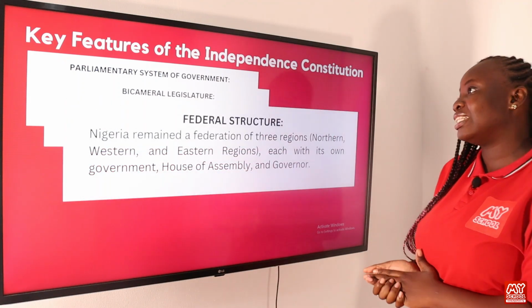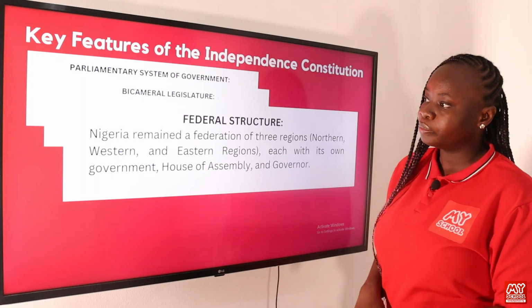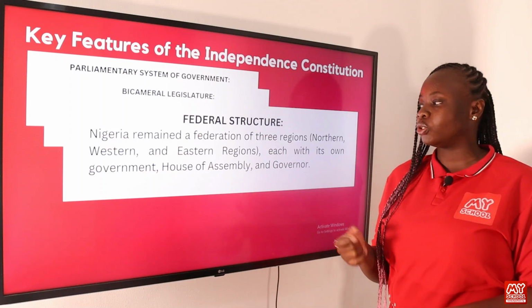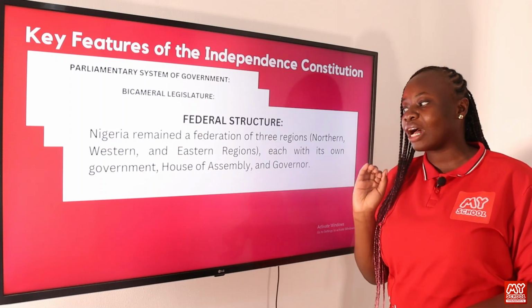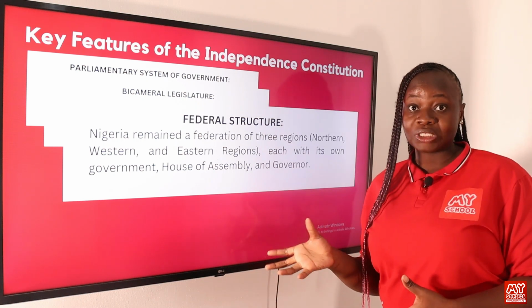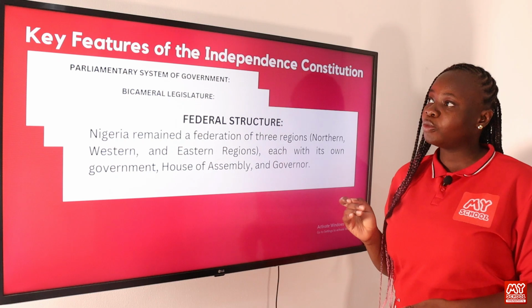So another feature is that Nigeria adopted a federal structure. So Nigeria remained a federation of 3 regions, the northern, western, and eastern regions, each with its own government, its own House of Assembly, and governor. So this means that Nigeria continued with the federal system of governments. Now let's move on to another feature.